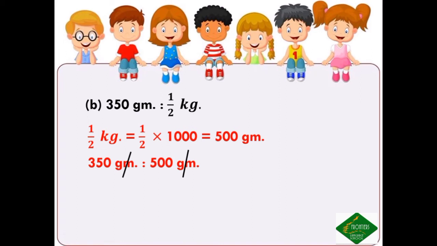Then we have 350 to 500. I must put the numbers in the simplest form. So I will divide by 10 because the units digit of both numbers is 0. So if I divide by 10, it gives me 35 to 50. Now I divide by 5 because the common factor in the table is 5, and the answer will be 7 to 10.